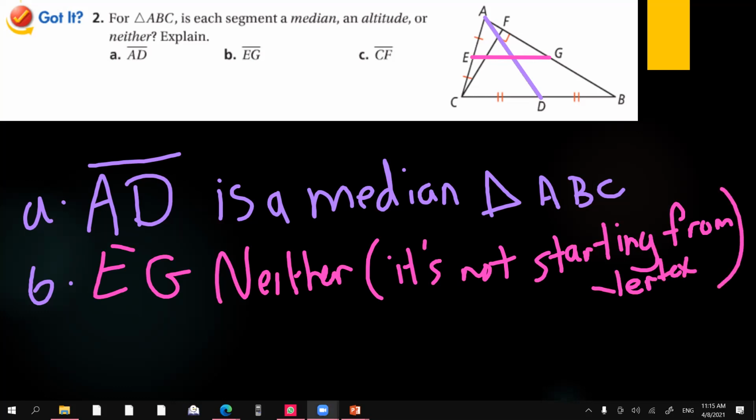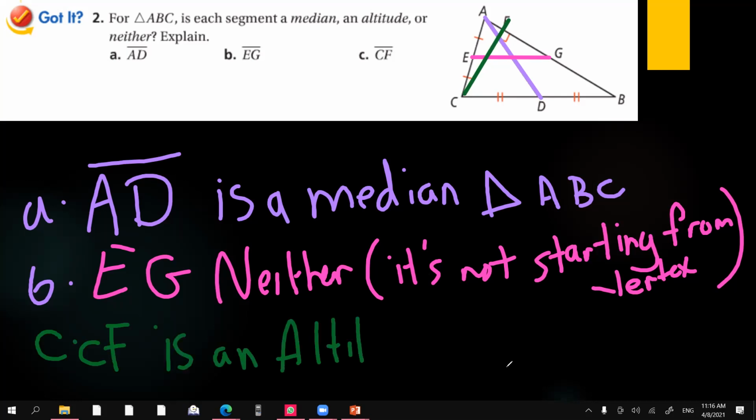The last one now, which is CF. Where's C? CF is starting from the vertex, perpendicular on the opposite side. So what do we call it? Altitude. Bravo. This is an altitude of the triangle ABC.